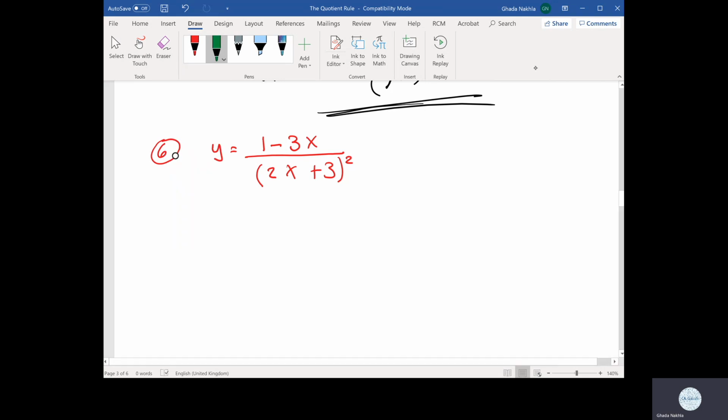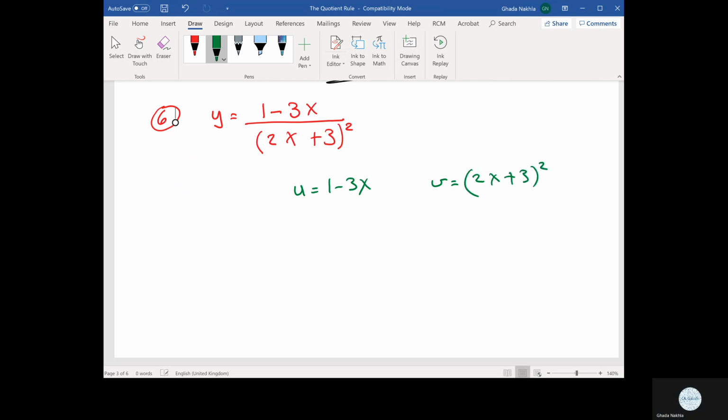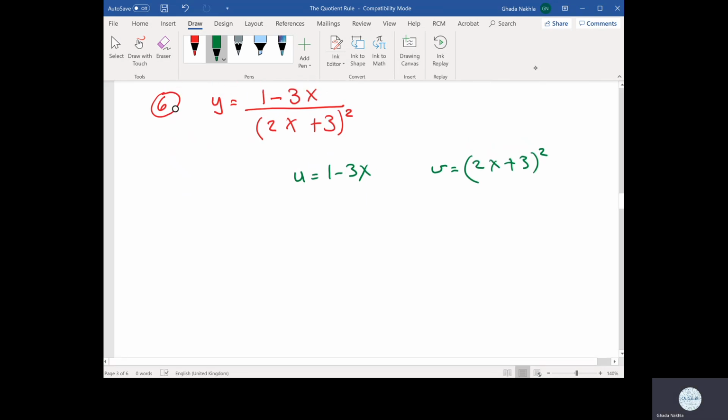First step is to identify which is which. And always u is the numerator, v is the denominator. What do you do next? Differentiate both, du by dx. Differentiate with respect to x.